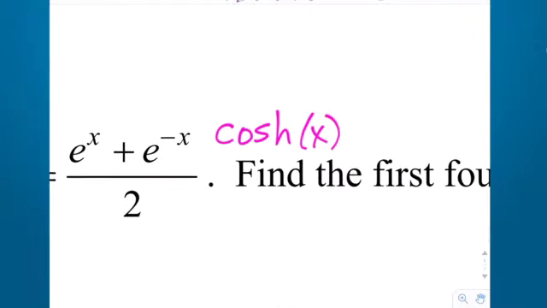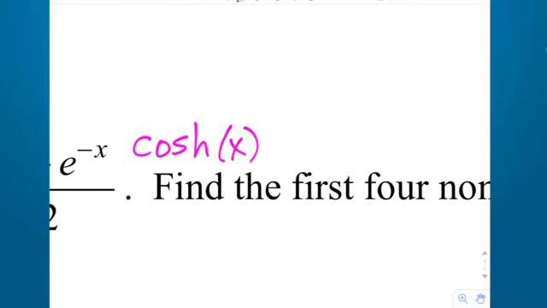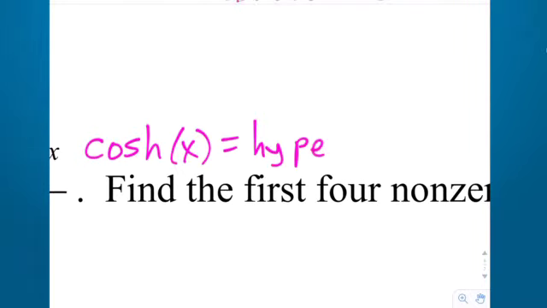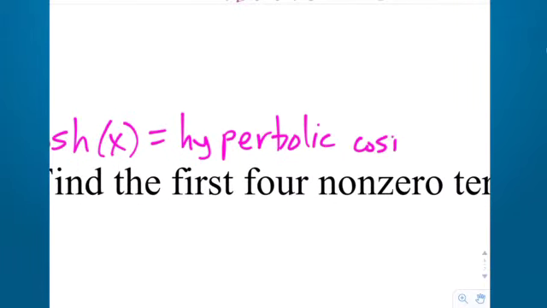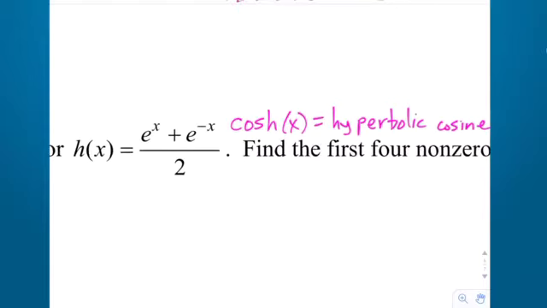Y'all ever seen that one? It looks a whole lot like what? Cosine of x with an h. And it is. We call this the cosh, it's fun to say cosh of x. This is called hyperbolic cosine, and it's defined to be e to the x plus e to the negative x over 2.